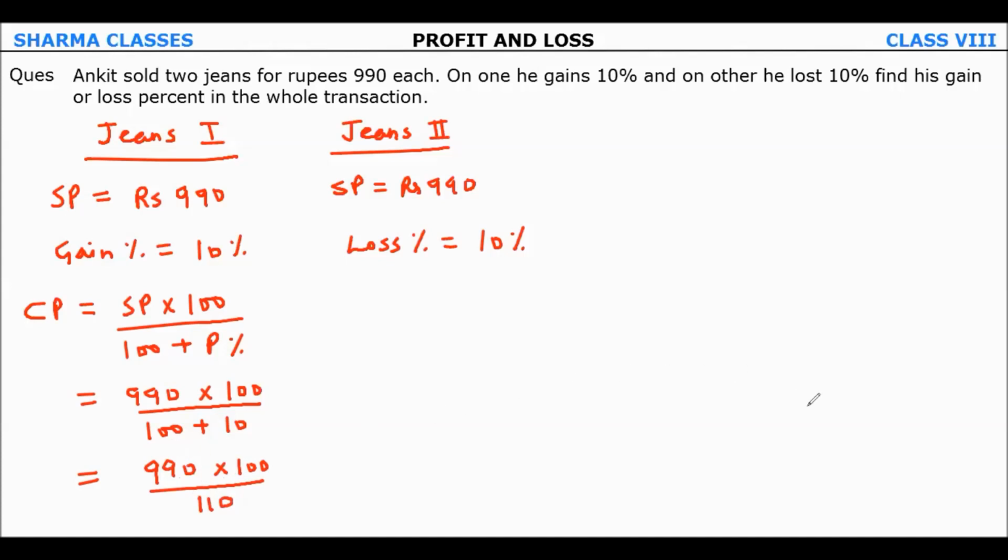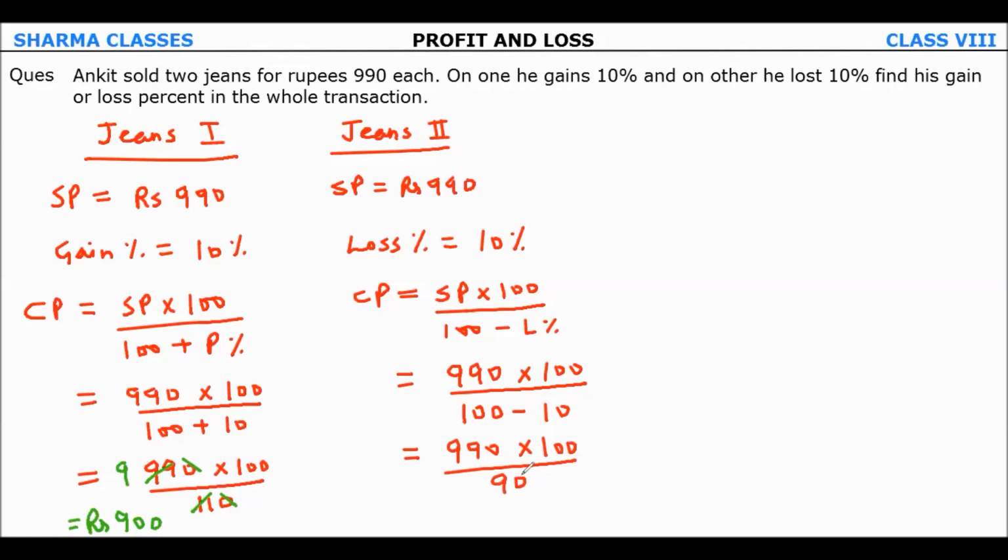So when we solve this, after putting the values, we will see that we will have 0 cancel with 0 and 11 is getting cancelled with this 99, 9. So 9 into 100 will be rupees 900. That means cost price for first jeans is rupees 900. Similarly, by using the formula of CP, when loss percent is given to us, we can find the value of CP.